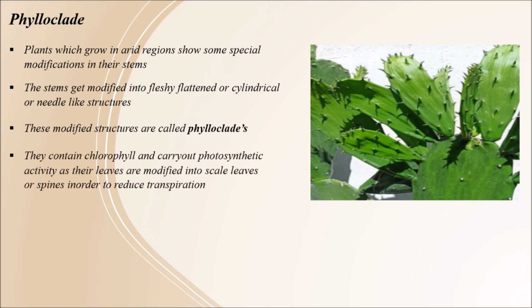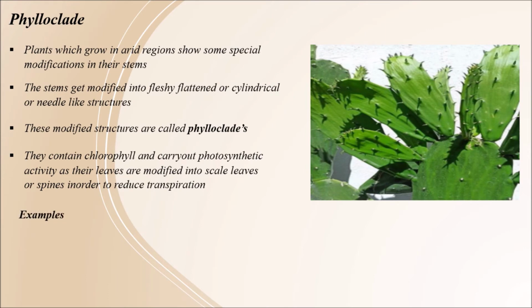And these Phylloclades contain chlorophyll and carry out photosynthetic activity, as their leaves are modified into scale leaves or spines in order to reduce transpiration. We can observe the image here and we can see the Phylloclade, and we can see the spines, which are nothing but the modified leaves. These help to reduce the amount of transpiration as the availability of water is less.